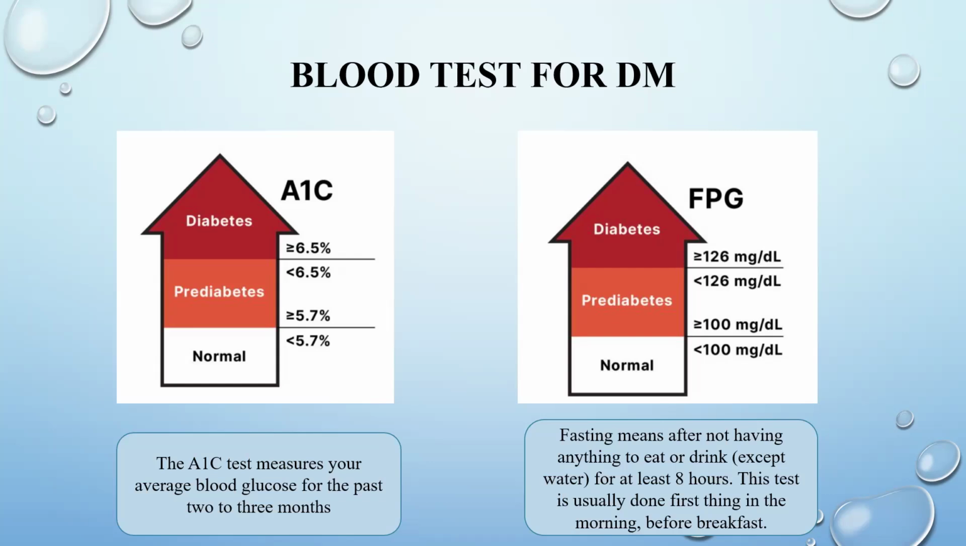The HbA1c test reflects the average blood glucose for the past 3 months. Fasting blood glucose: fasting means that a person is not supposed to eat or drink anything except water for at least 8 hours, and the test is usually done first in the morning before breakfast. If the glucose level is less than 100, it is considered normal, while if it falls between 100 and 126, it is considered pre-diabetic, and if it is more than 126, the patient is considered diabetic. These are the reference values according to the American Diabetic Association.